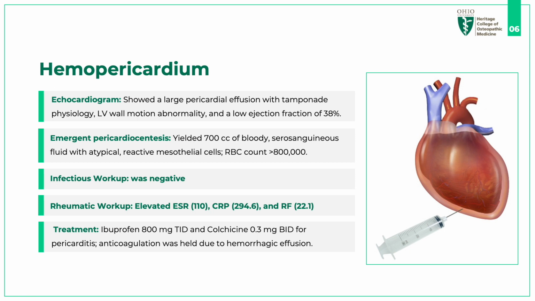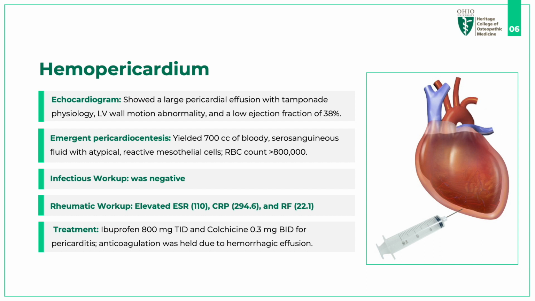On the following day, an echocardiogram was completed, which showed a large pericardial effusion with tamponade physiology, LV wall motion abnormality, and a low ejection fraction of 38%. Pericardiocentesis yielded 700 cc of bloody fluid with atypical reactive mesothelial cells and an elevated RBC count. Infectious workup was all negative.